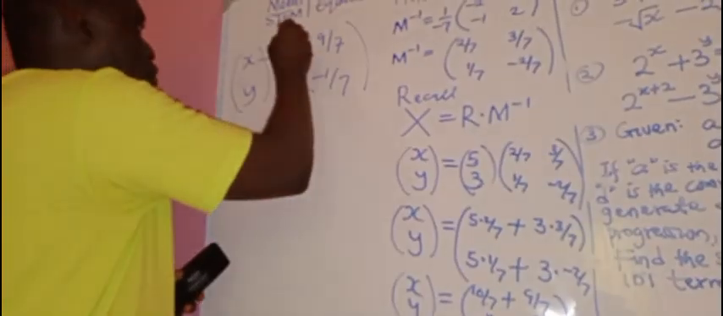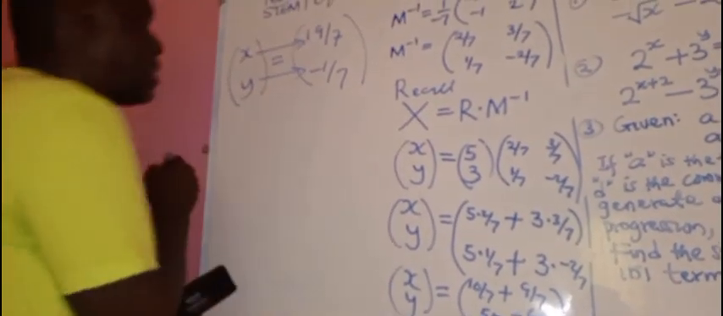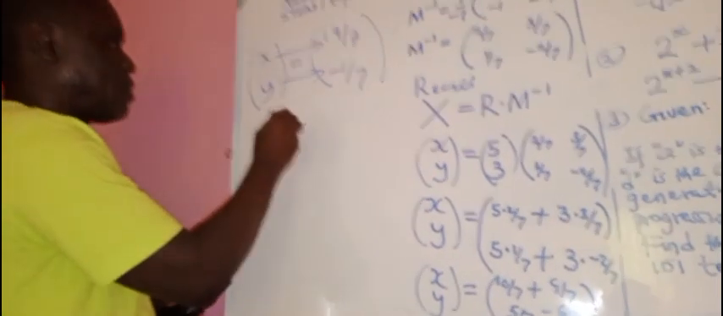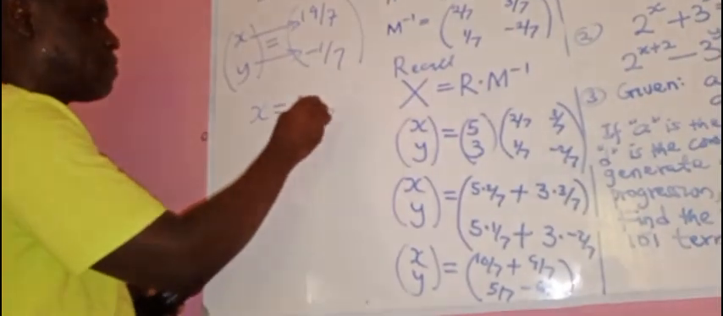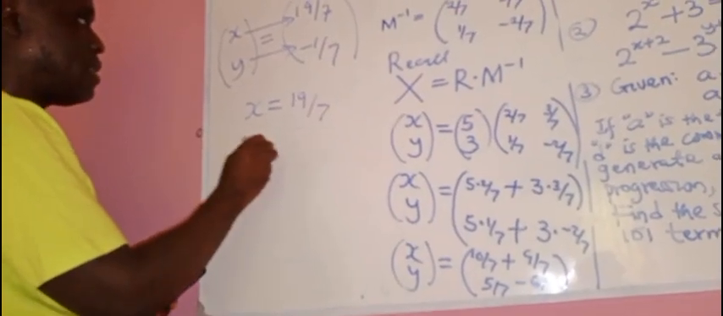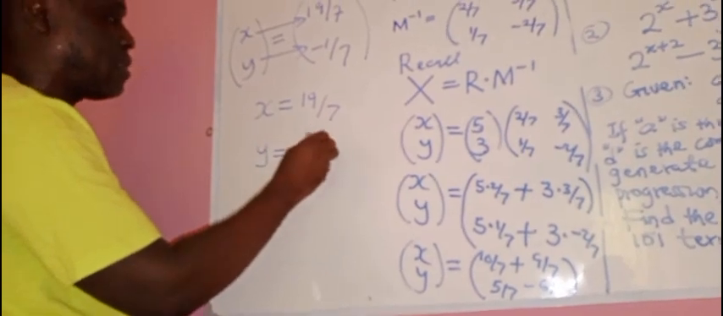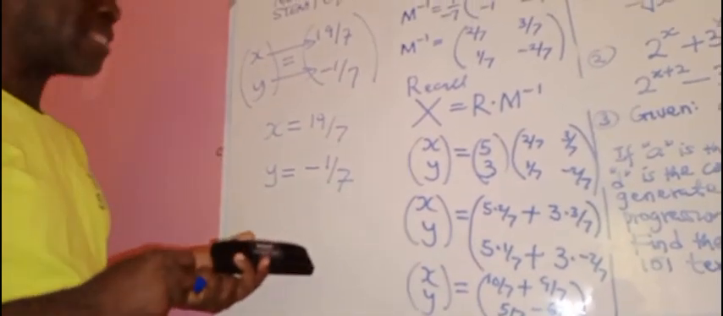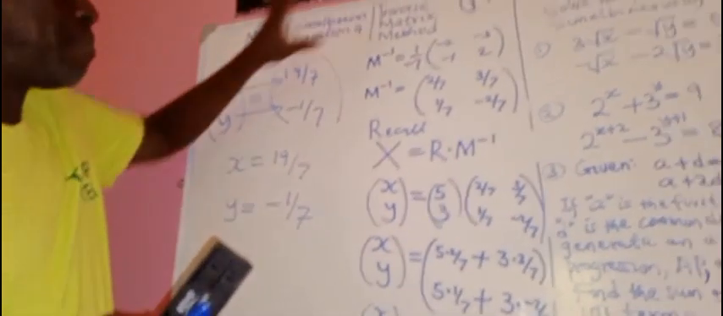Now, you compare this with this, you compare this with this. Can you see that? So our x now is 19/7, our y is minus 1/7. That is inverse matrix method.